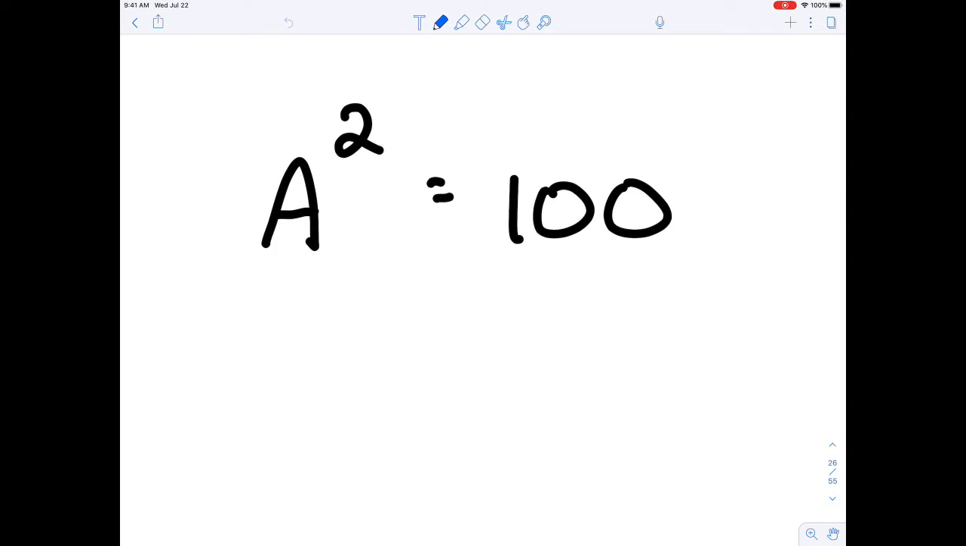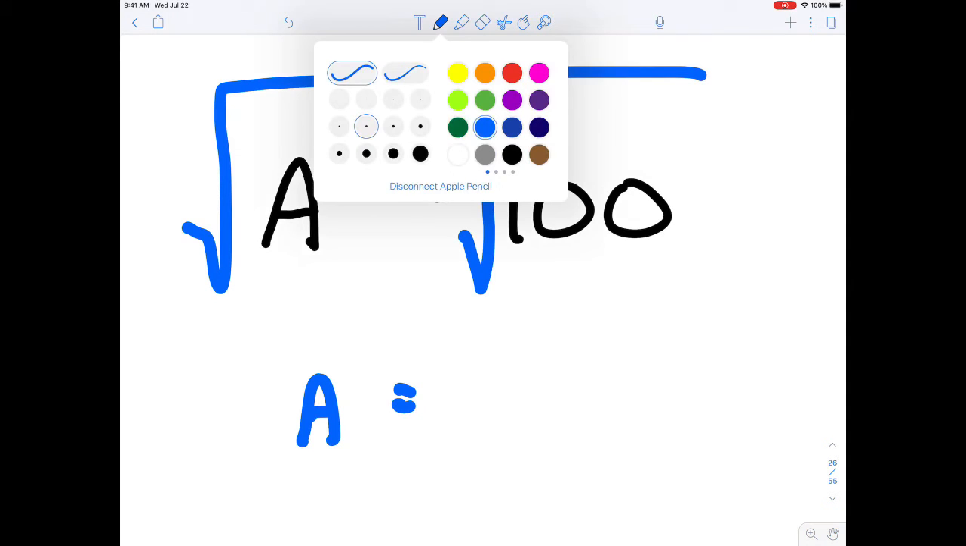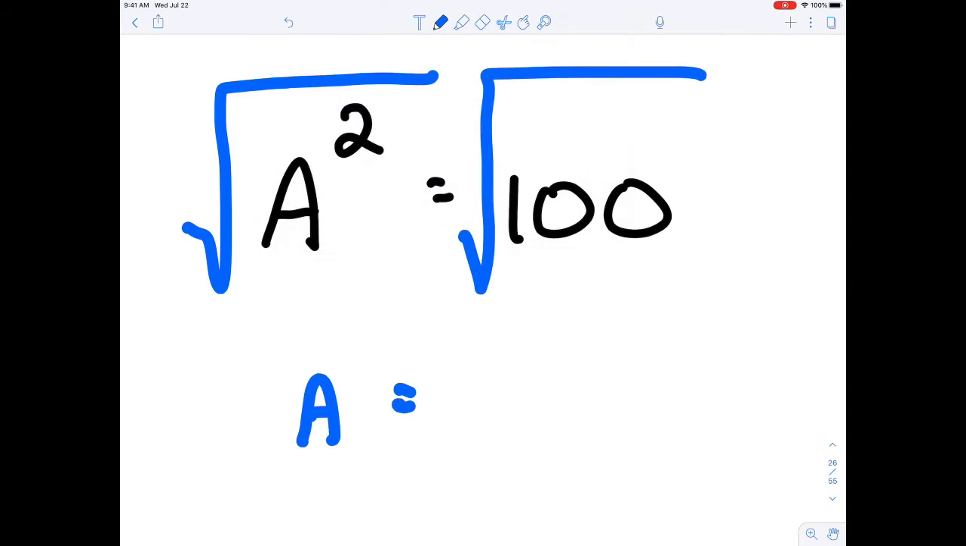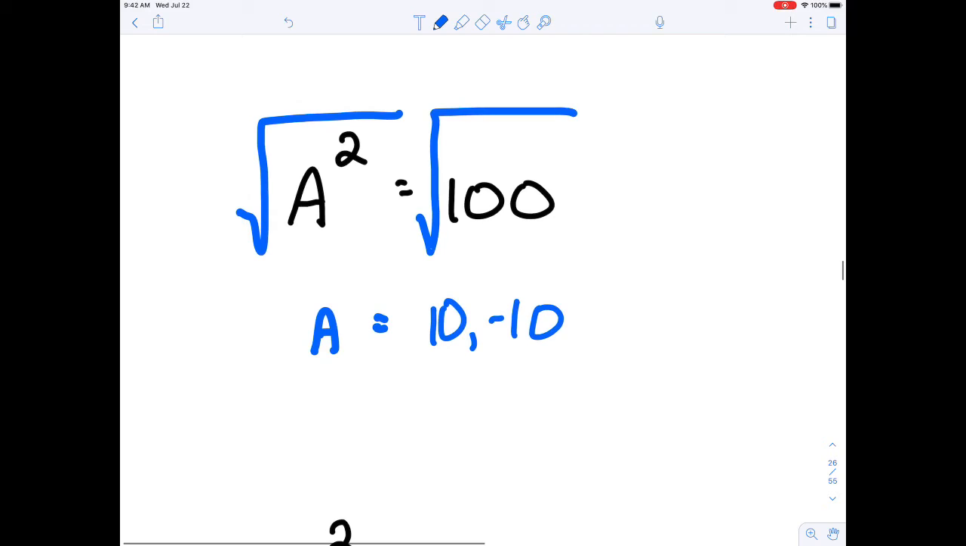Well, if our goal is to isolate the variable a, then we need to get rid of the square, and the inverse operation for squaring is, in blue, square roots. Now, the square root and the square will cancel out, and we'll get a is... now you want two numbers that multiply together to give you 100, and those two numbers are going to be positive 10 or negative 10. So one way to write this answer is a equals 10 or negative 10.